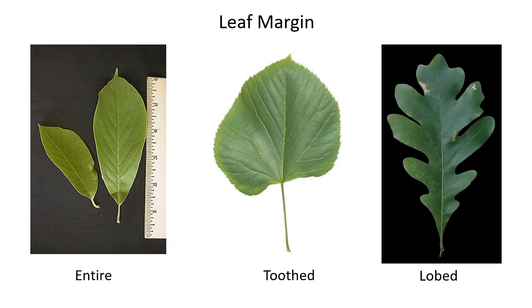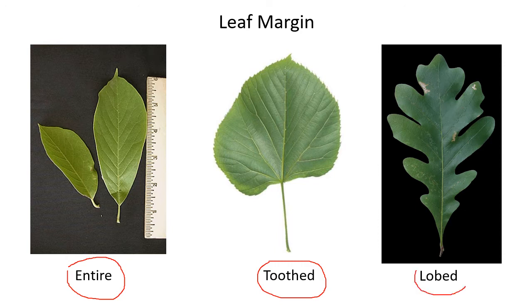Another important thing to think about when trying to identify leaves is the leaf margin. So over here on the left, we have what we call an entire leaf margin. This is from a magnolia. And so you see the edge of the leaf is very smooth. You can also have a serrate or a toothed leaf margin, like in this linden. You can see teeth there.